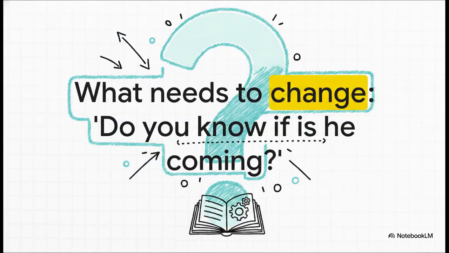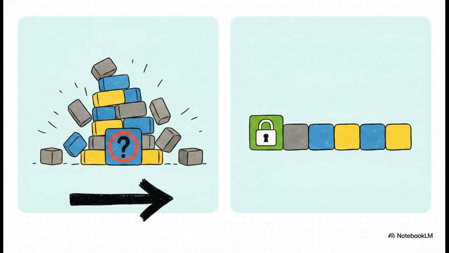Let's try one more error check. I want you to act as your own editor for a moment. What needs to change here to make this structurally sound? Think back to those rules we just discussed about statement word order. This structural breakdown perfectly highlights exactly why keeping the standard statement word order, subject before verb, is so vital. Is he is a question. He is a statement. Therefore, the correct form is, do you know if he is coming? It's a tiny switch in word placement, but getting it right signals a very high level of English proficiency.